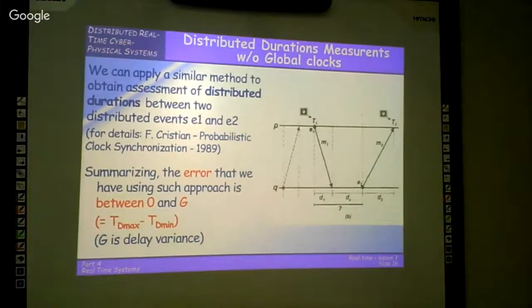Okay, we can apply similar methods to assess distributed durations between two events, E1 and E2. The seminal paper by Flaviu Cristian on probabilistic clock synchronization. But we commit an error which is between 0 and G, which is the variance in the delay of messages.